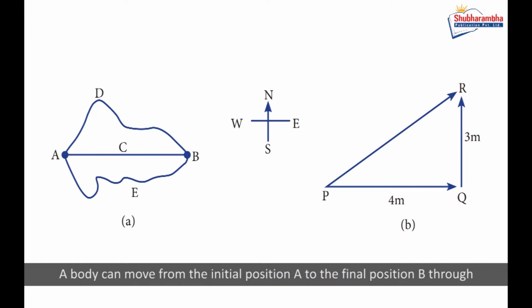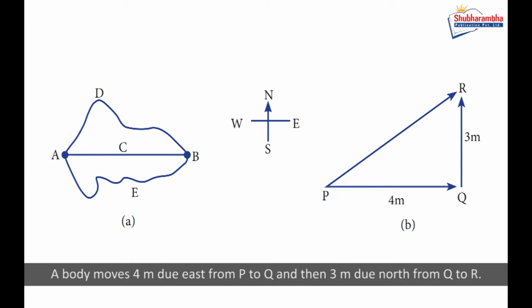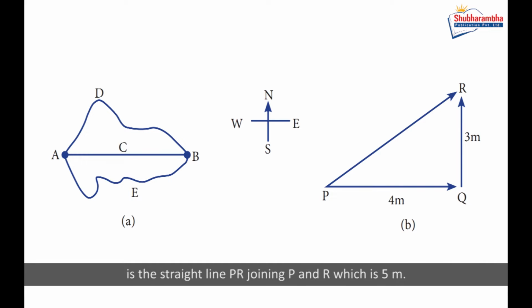A body can move from the initial position A to the final position B through several paths: ACB, ADB, AEB, etc. Among these paths, the straight path ACB is the shortest. The body moves 4 meters due east from P to Q, and then 3 meters due north from Q to R. The actual distance traveled by the body is PQ plus QR equals 4 meters plus 3 meters equals 7 meters, but the shortest distance between its initial position P and final position R is the straight line PR joining P and R, which is 5 meters.